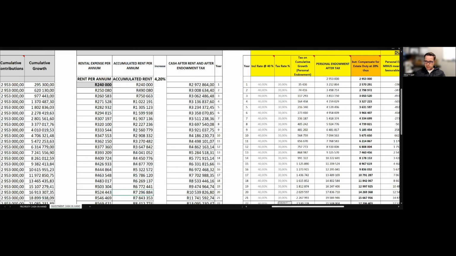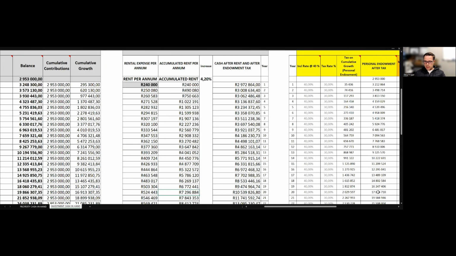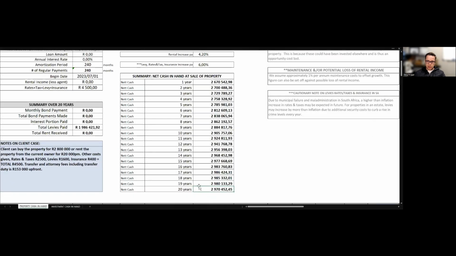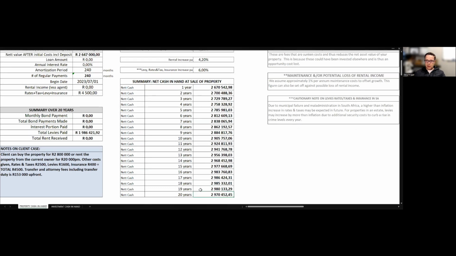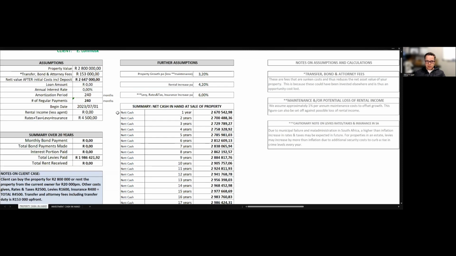Let's look at this. Your investment, personal endowment after tax, you'll be on 17 million. So you'll pay 2 million tax if you had to withdraw the 19 million. So it's 17.8 million. You've paid 10 million, you've paid 7 million rent. The total cash after rent and after endowment tax will be 10 million. So you'll literally have 10 million Rand in your pocket after 20 years versus the property. You'll have 2.9 million Rand in your pocket. Sounds crazy, right? Now, that's real figures.